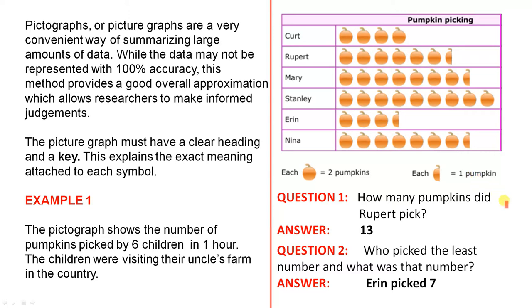The first question, how many pumpkins did Rupert pick? Now you go up to Rupert. Remember that each of these represents 2. 2, 4, 6, 8, 10, 12, plus 1 is 13. So Rupert picked 13. Who picked the least number, and what was that number? So the least number, we go here, because that's the shortest. So it's 2, 4, 6, 7. So Aaron picked 7.